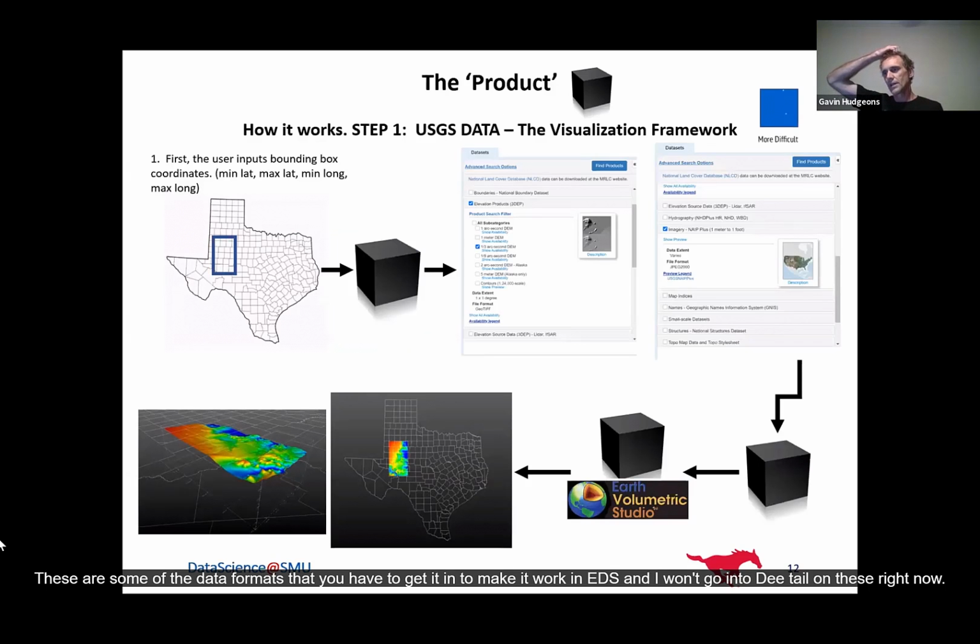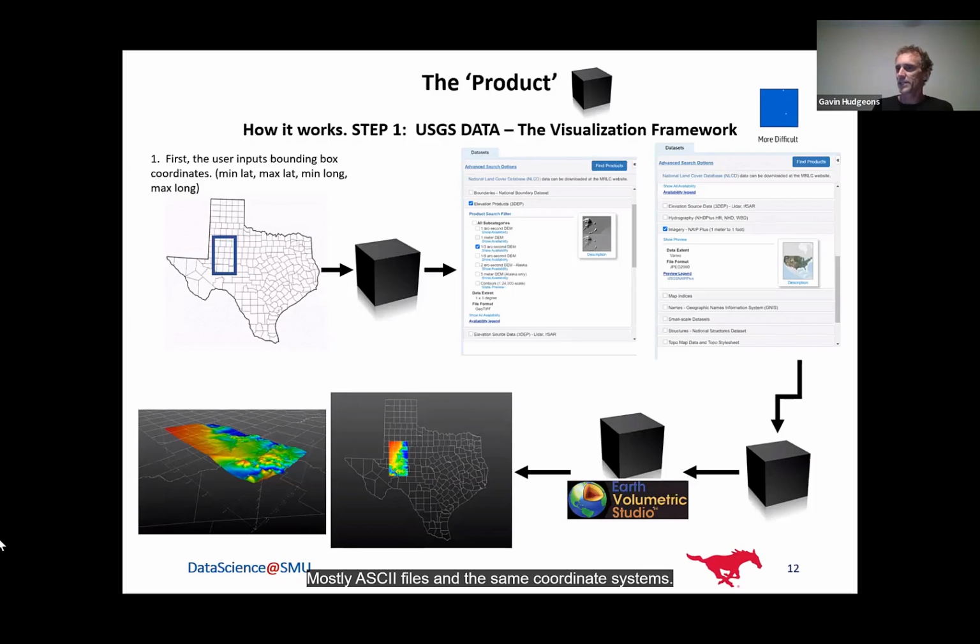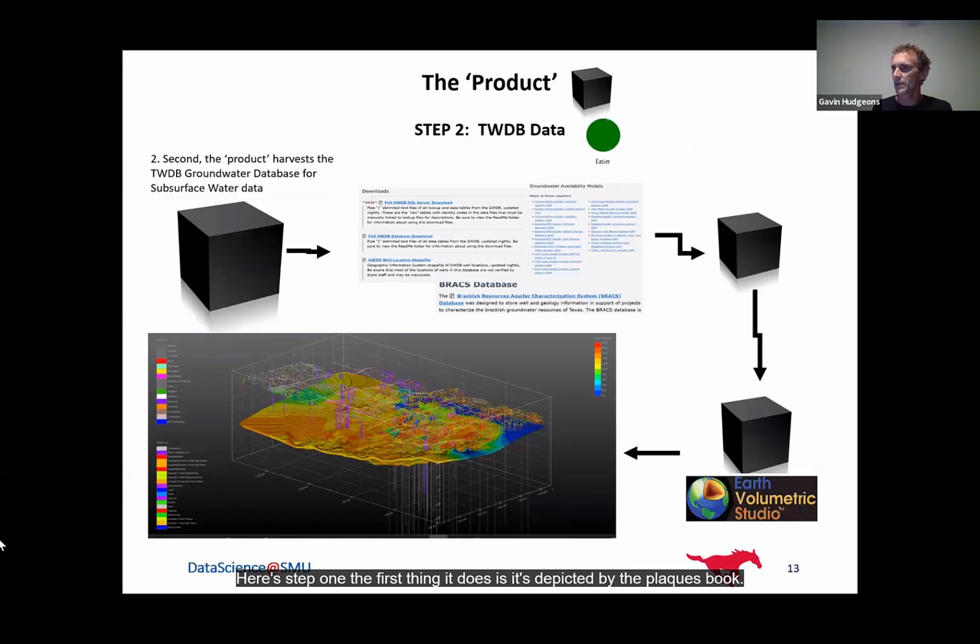So here's step one. The first thing it does is it's depicted by the black box. So the user inputs the bounding box. Then the black box goes out and scrapes the web for the data in that bounding box from the USGS. Then the black box visualizes it in 3D. And this is the digital elevation model.